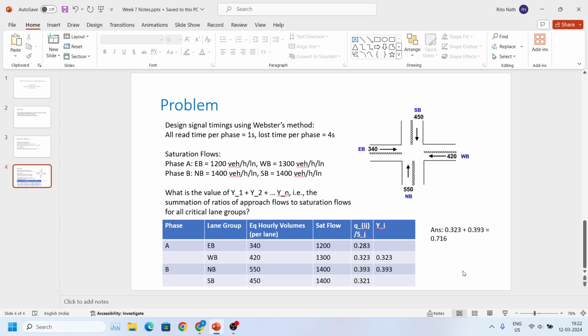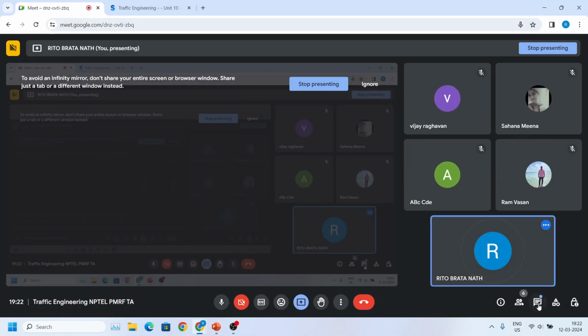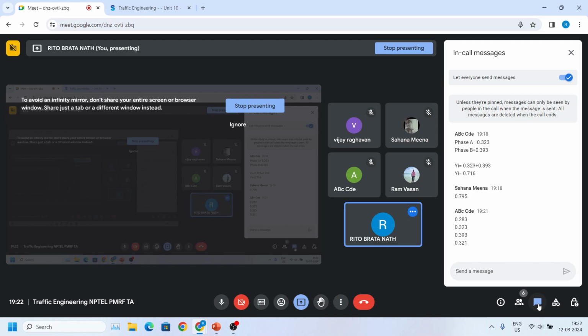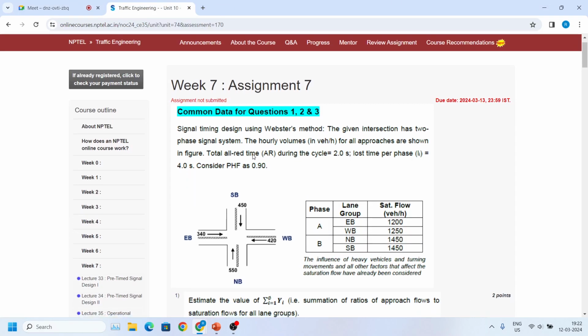Okay, so I think one of you got it correct. 0.716 is the answer. That's correct. It's not 0.795. And I'm not sure if the numbers are the same in this. Is it? Okay. It's slightly different.